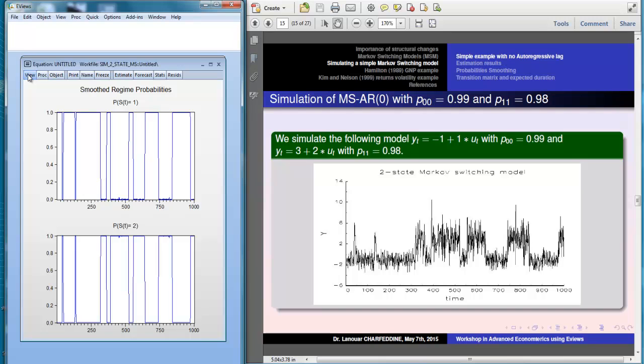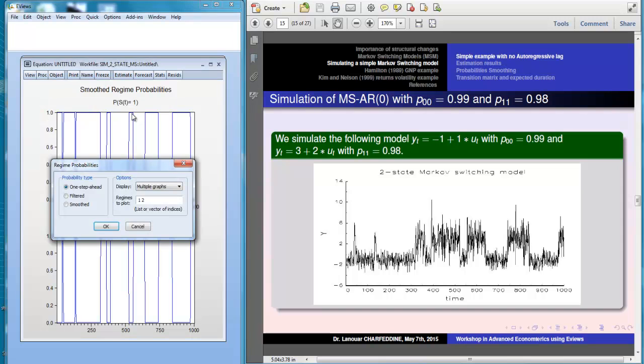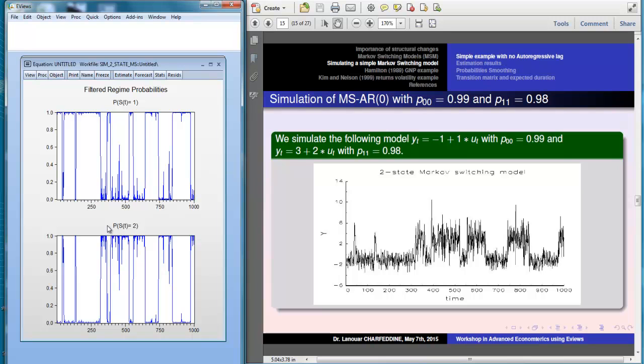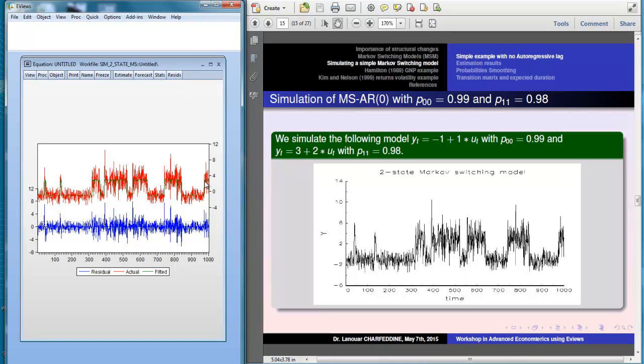If you want, for example, to see the filtered probability, it's the same thing. You go to filter, and this is the filtered probability. It is not the same, but it's approximately the same as the smoothed probability. For residual, if you select here, this is the regime, and the date of breaks corresponds to this date.